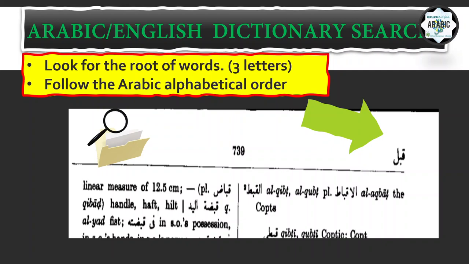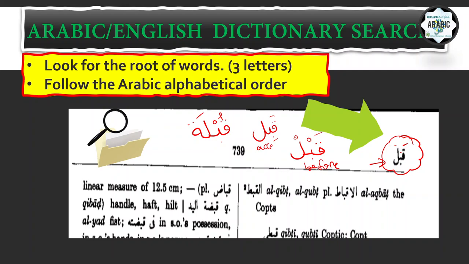And then we have, for example, here the qabala. So when you see a word like this, it means that you got the qaf and you got the ba and you got the lam, but not necessarily the same short vowels. So it could be qabl, before, a time expression, or it could be a verb, qabila. Or it could be qubla, another noun for kiss, qubla, qabila, accept. So there are many, many words that you can derive from the exact same roots, like we learned in the previous video.